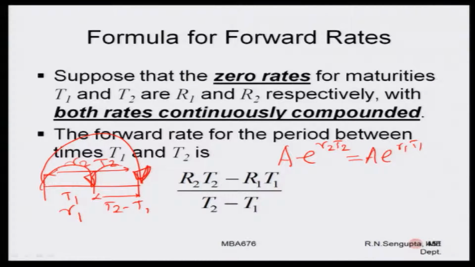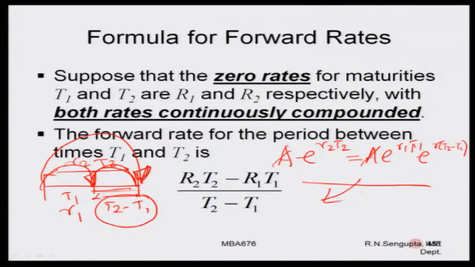Then again this is being invested for this time duration. So, now the time duration is T2 minus T1. So, obviously, you will have e to the power R times (T2 minus T1), and this R is the forward rate which is happening between the time frame of the ending of T1 and basically the ending of T2. So, this is the time duration which you want to find out. So, A will cancel on both sides. So, you can equate them and try to find out what is the relation which is given here.